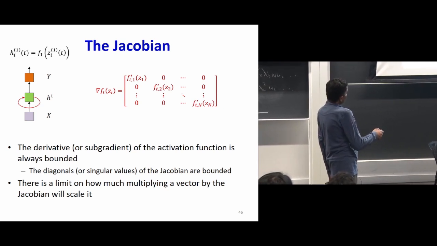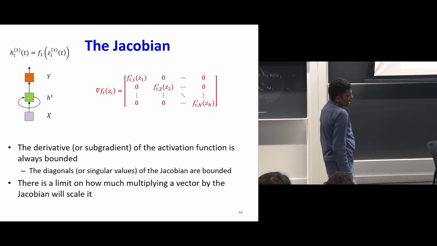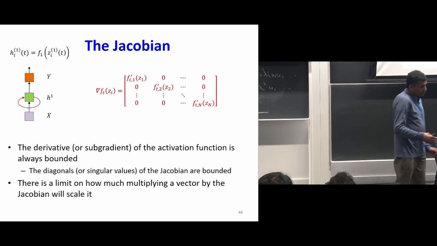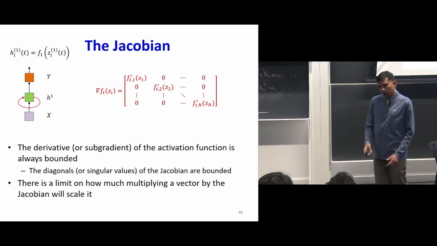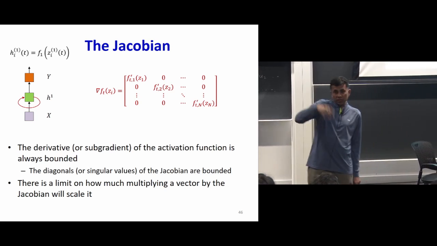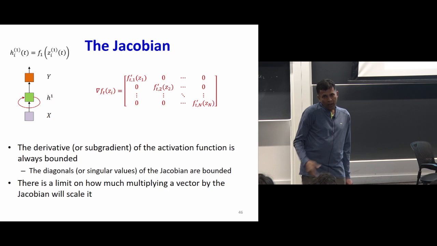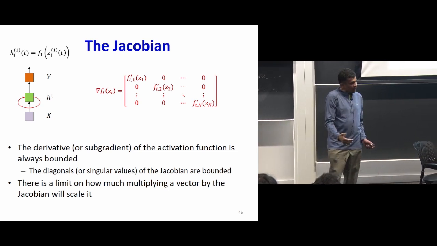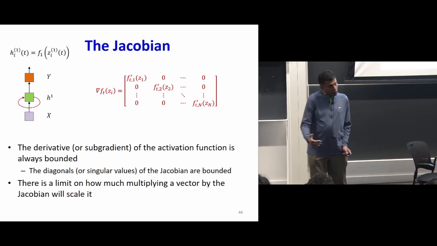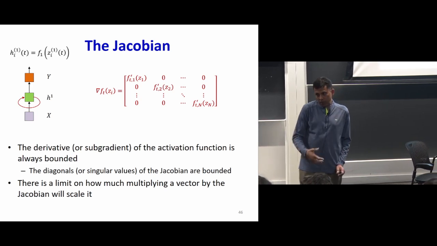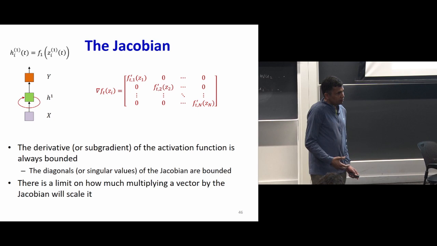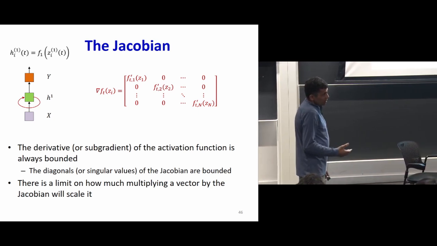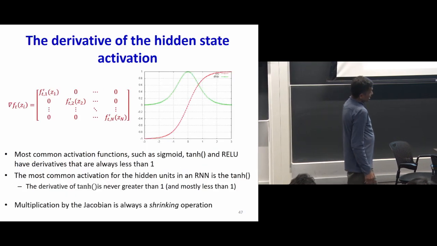Now, for most activations, the diagonals, or the singular values, of this Jacobian are bounded, because your activation functions never have infinite slope. Which means that there's a limit on how much multiplying by the Jacobian of an activation function is going to scale up or shrink down your matrix. No limit on how much it can shrink things down, but a limit on how much it can grow it. But exactly what is the limit?